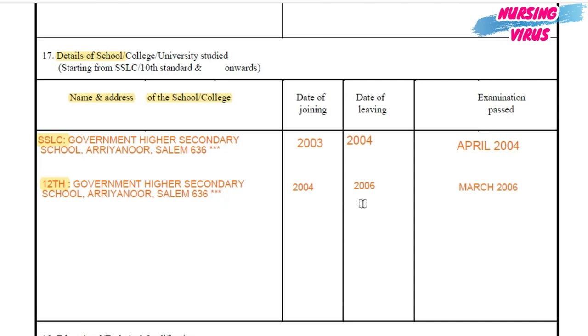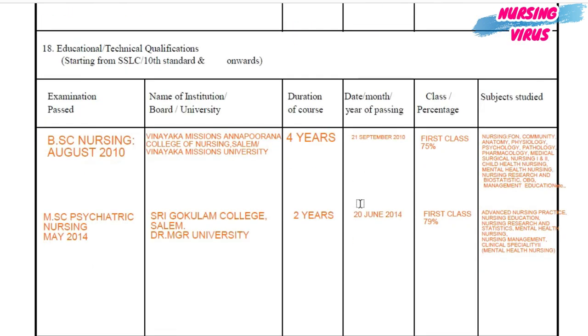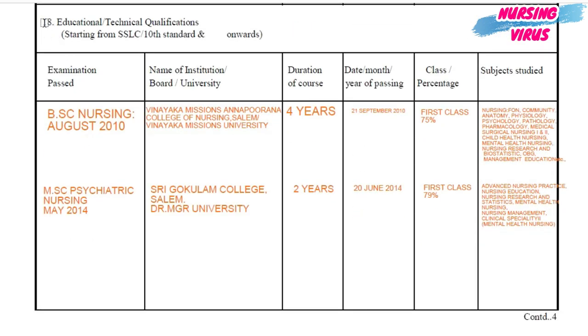So easily you will get the information. And the 18th one, education qualification or technical qualification. This one is completely for your college eligibility. So suppose if I completed only BSc, only the BSc information you can write down. Since I have completed the MSc, I have filled the second column also. So write the examination passed and that degree qualification also you can mention.